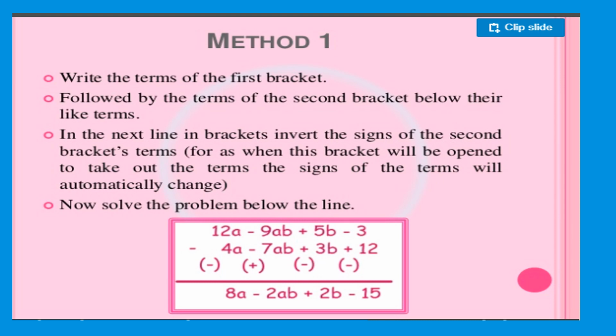Now here is the first method. First write the first part of the sum in the first line and the second part of the sum in the second line, making sure the like variables are put together. Then in subtraction, you have to change the signs of the bottom terms. If there is a plus sign, make it minus. If there is a minus sign, make it plus.